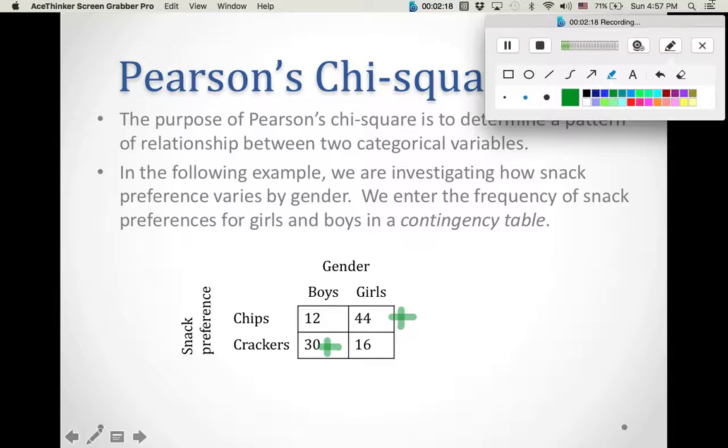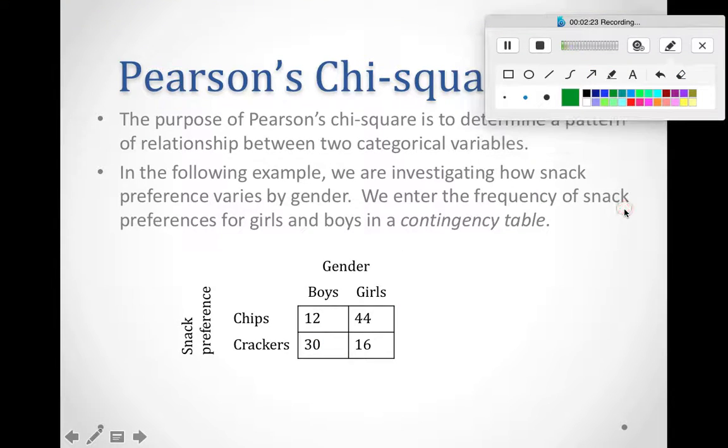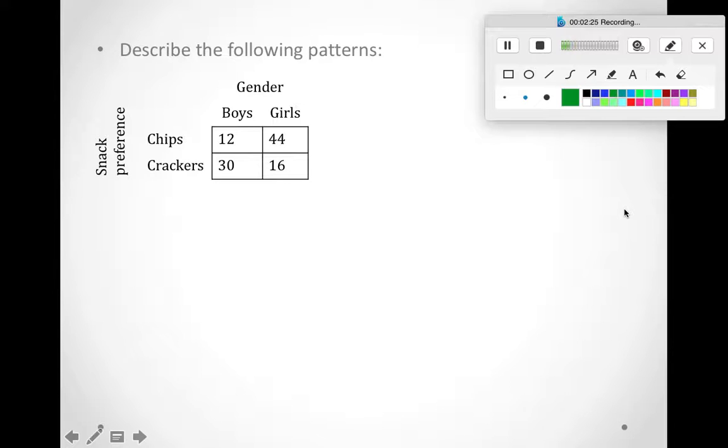If we go to the next slide here, let's talk about exactly what these things mean. Let's describe the following preferences, or patterns here. So we're going to describe this. Boys prefer crackers, girls prefer chips. There's some gender differences there.